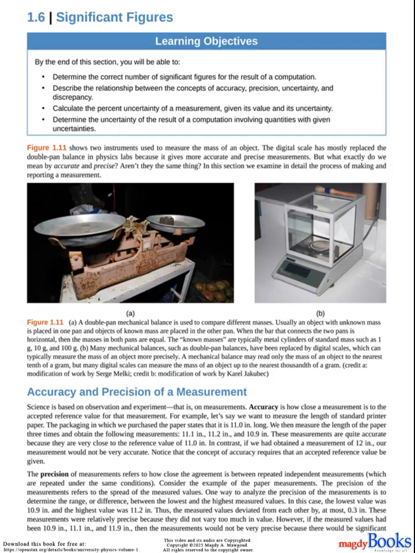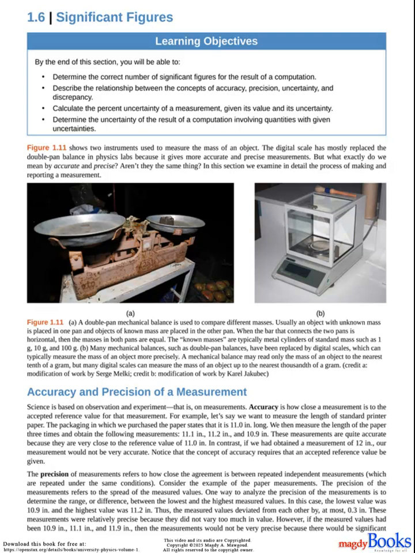Figure 1.11 shows two instruments used to measure the mass of an object. The digital scale has mostly replaced the double pan balance in physics labs because it gives more accurate and precise measurements. But what exactly do we mean by accurate and precise? Aren't they the same thing? In this section we examine in detail the process of making and reporting a measurement.